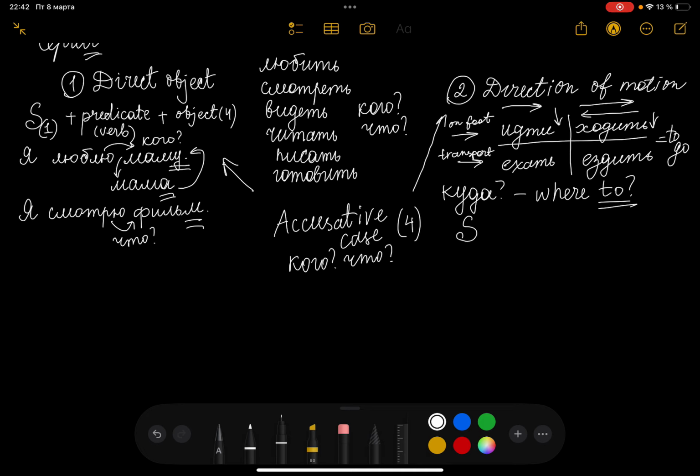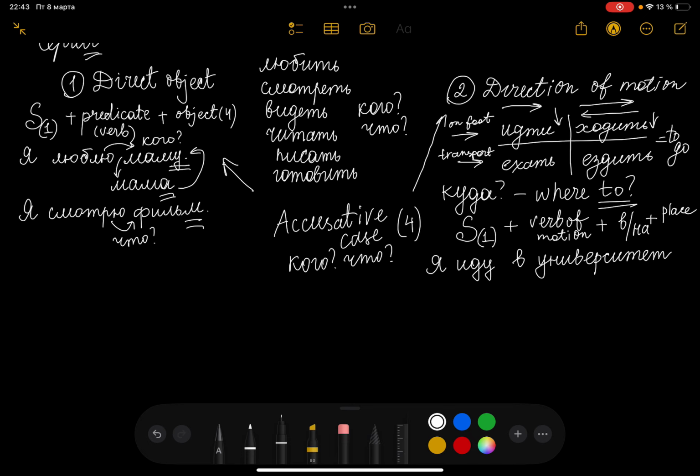So also we will use such construction: subject in nominative case, plus verb of motion, plus preposition в or на, and then the place where you are going. So what we can do? For example, я иду в университет. Я иду в университет.